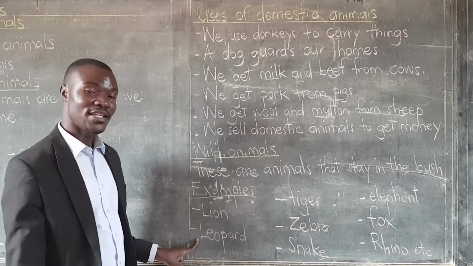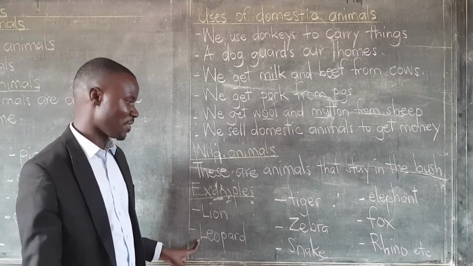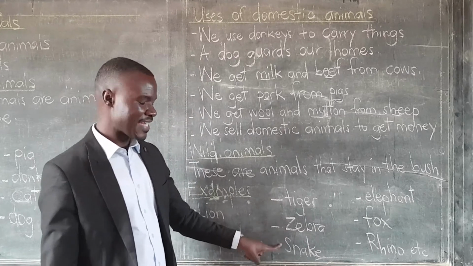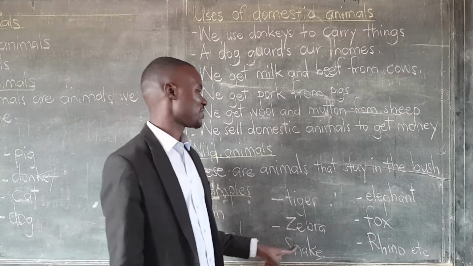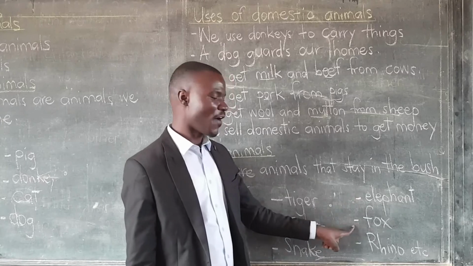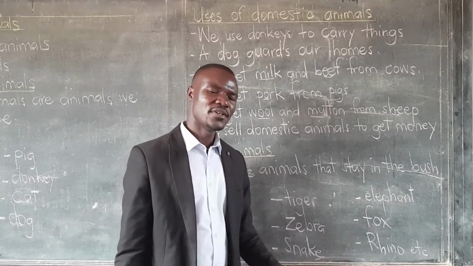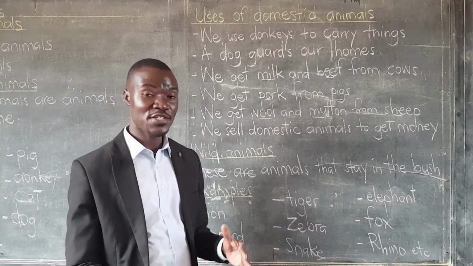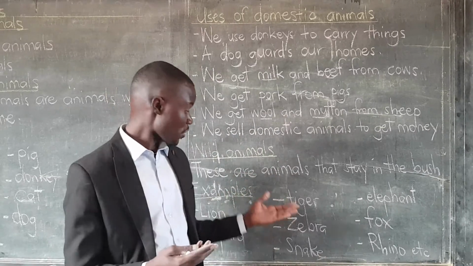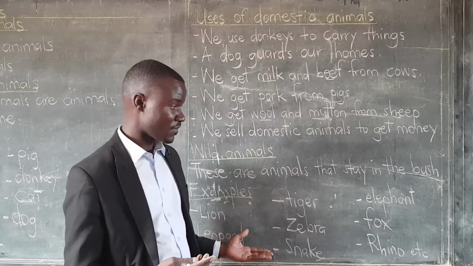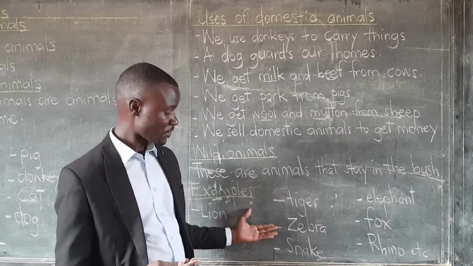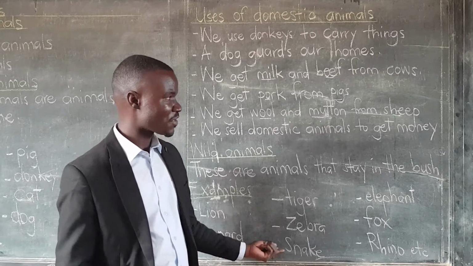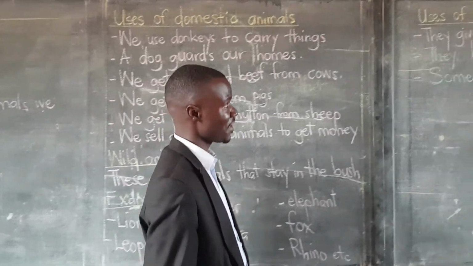We have the leopard. We have the tiger. We have the zebra. A snake. Most of you know it. Elephant. The fox. Rhino. And as many as you can mention. All those are wild animals, as long as we don't keep them at home. And most of these wild animals are dangerous. You don't need to play with them. If you see a snake, don't go towards it. It is dangerous, my dear.